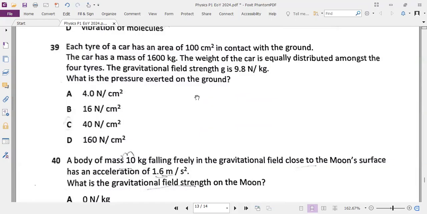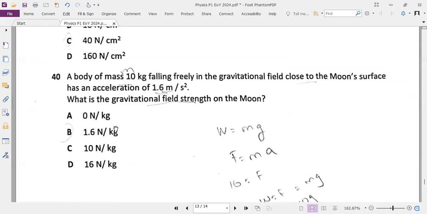Question 39 is a mathematical question. Each tire has an area this much, and the mass of the car is this much. What is the pressure? The car has 4 tires. The mass of the car will give you the weight of the car, 16,000. 16,000 divided by 400, because 4 tires. So 16,000 divided by 400 gives you 160 divided by 4, which gives you 40. C is the choice, number 40.